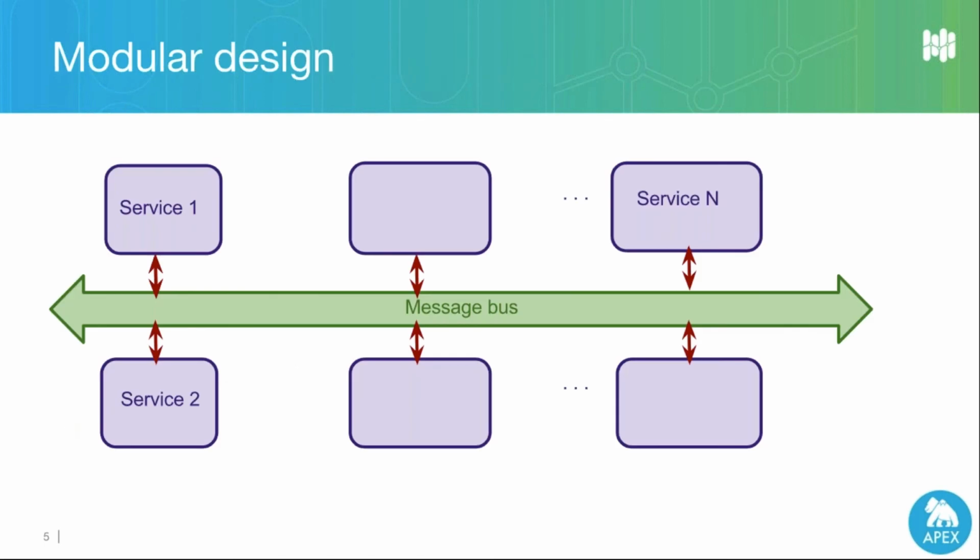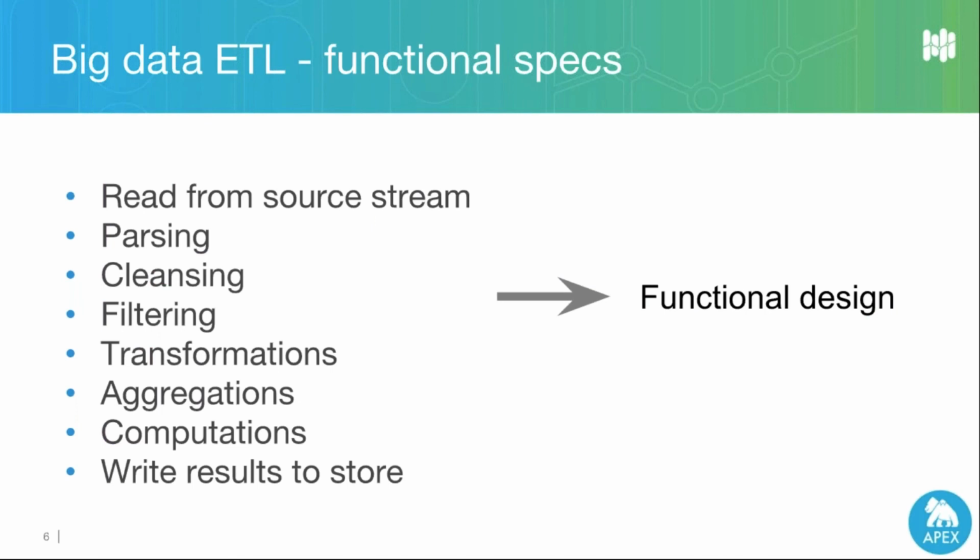Okay, so this was all about microservice architecture, why we need it and typically how it is done, right? Now let's move on to big data ETL. When we say big data ETL, typically what we mean is you're reading data from some source stream, parsing it, cleansing it, filtering, transformations, aggregation. There could also be some custom computations which are not part of the standard aggregation functions.